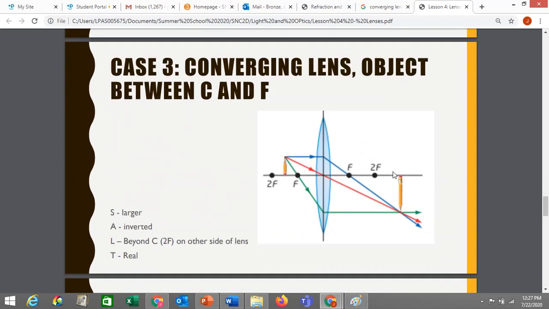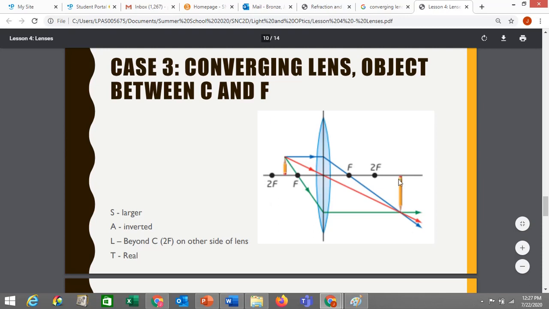Case 3. What happens if your object is between C and F? Same rules. It hits the lens, and then goes through the focus. You can go straight through the center or go through the focus and then go parallel to the principal axis. All 3 rays will intersect at this point. You draw your image, and you'll notice that it is larger than your original object. It is still inverted. It is beyond 2F, and it is real.